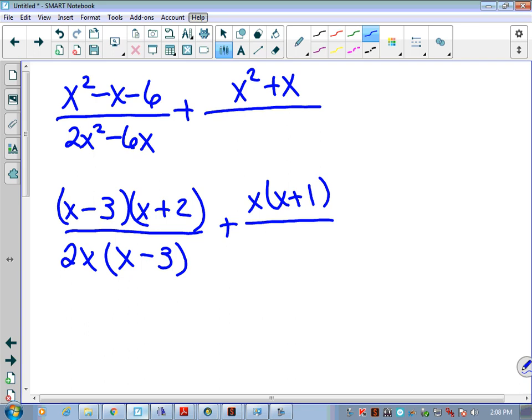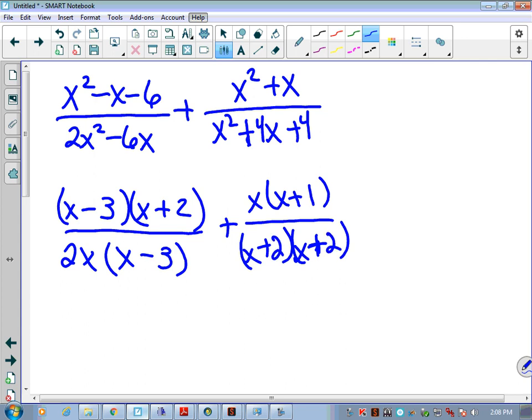All right, here across the line, we've got x squared plus 4x plus 4. So let's break that down. Okay, we should get x and x. It's plus and plus, which keeps life easy. 2 and 2, because multiplying them equals 4 and adding them up equals 4.